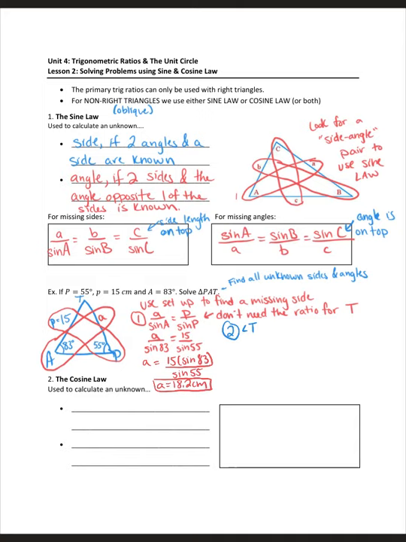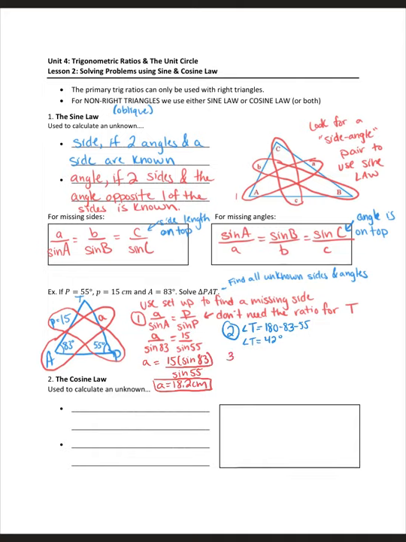So again, we know that the sum of the interior angles of a triangle is 180 degrees. So if we want to find angle T, we can just subtract from 180 the angles we already know. So we'll have 180 minus 83 minus 55. So angle T is going to equal 42 degrees. So we have side length A, we have angle T. Now we just need side length T.